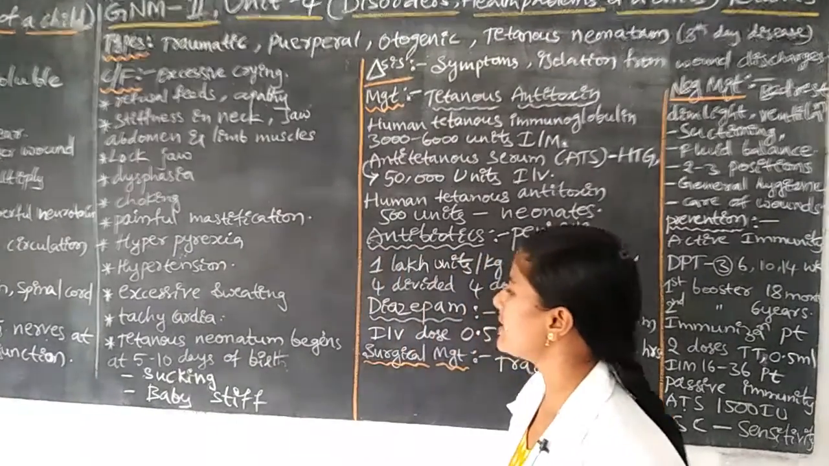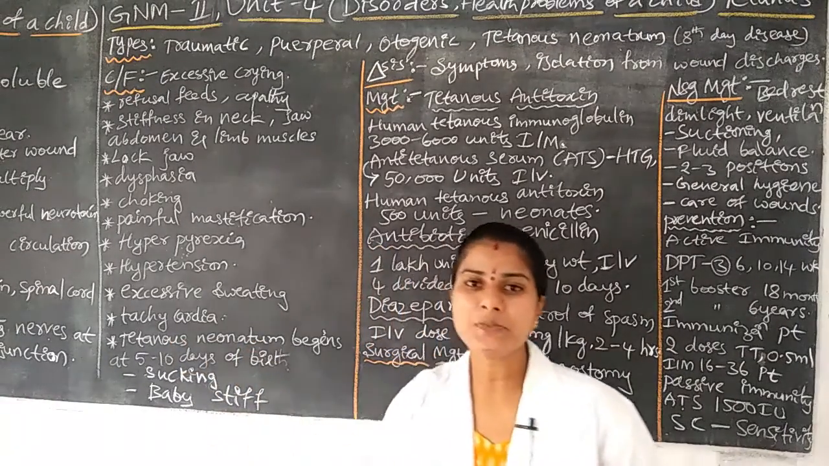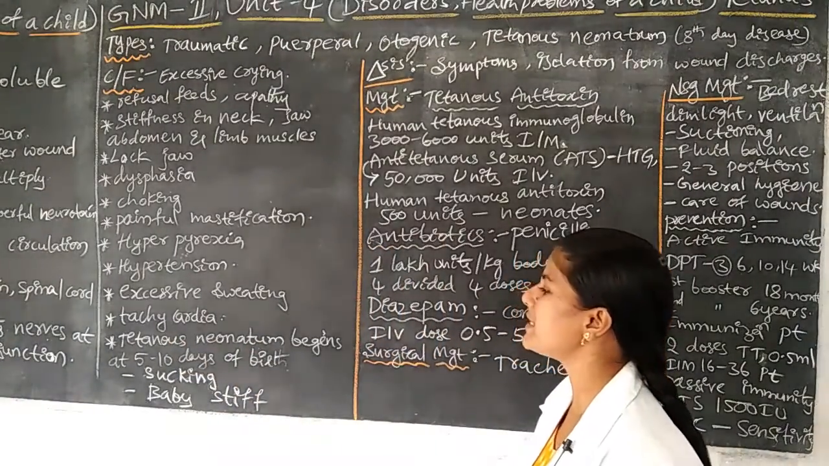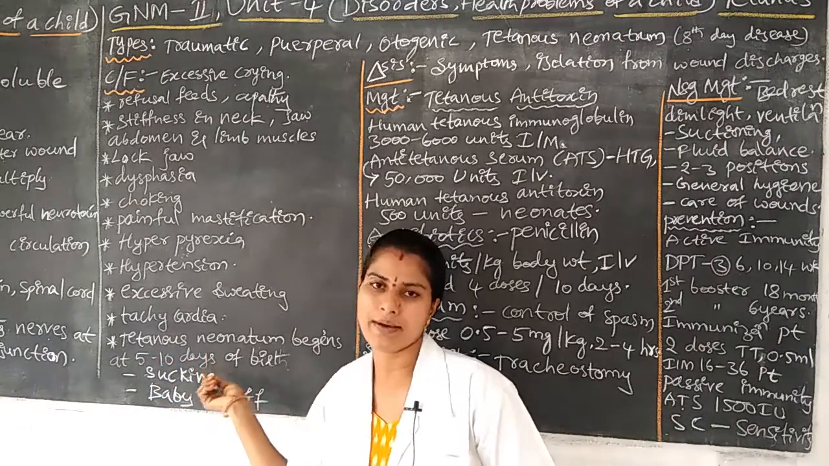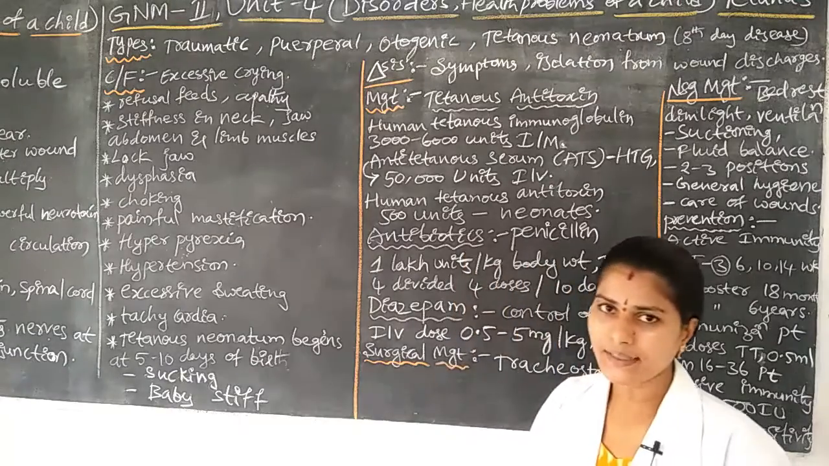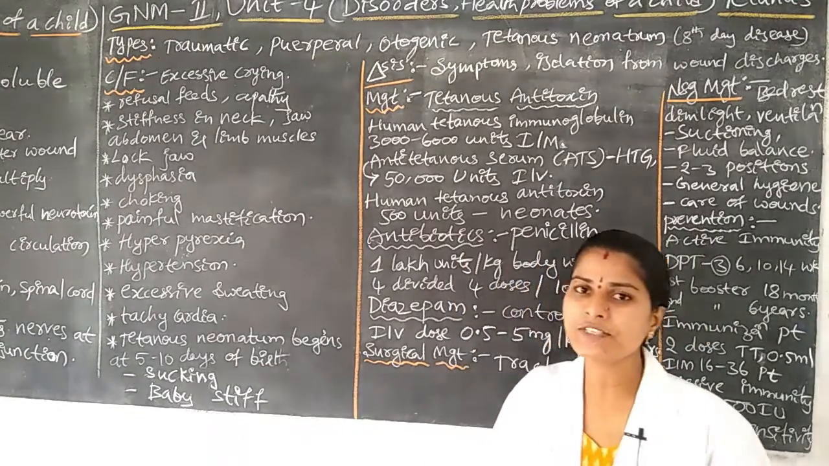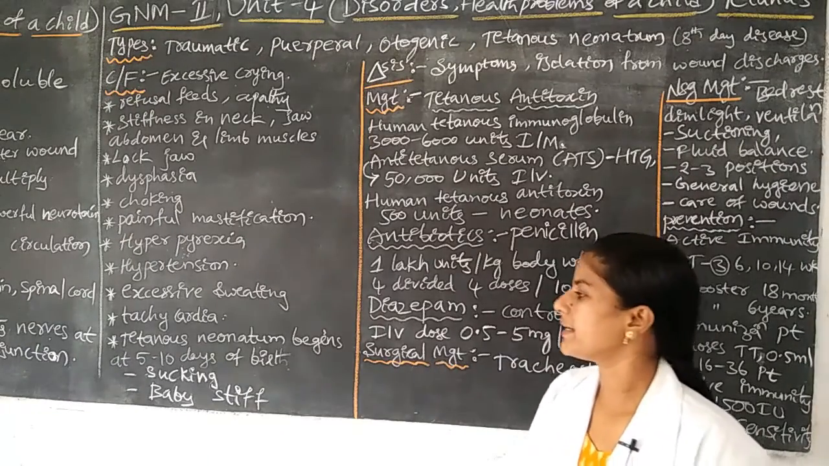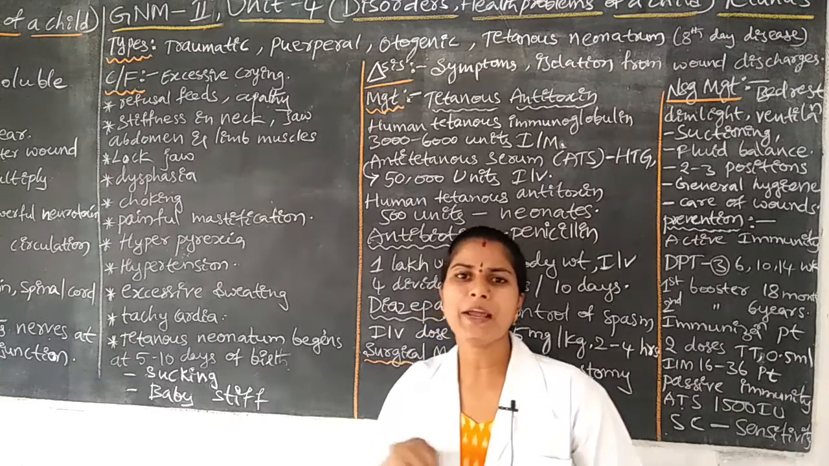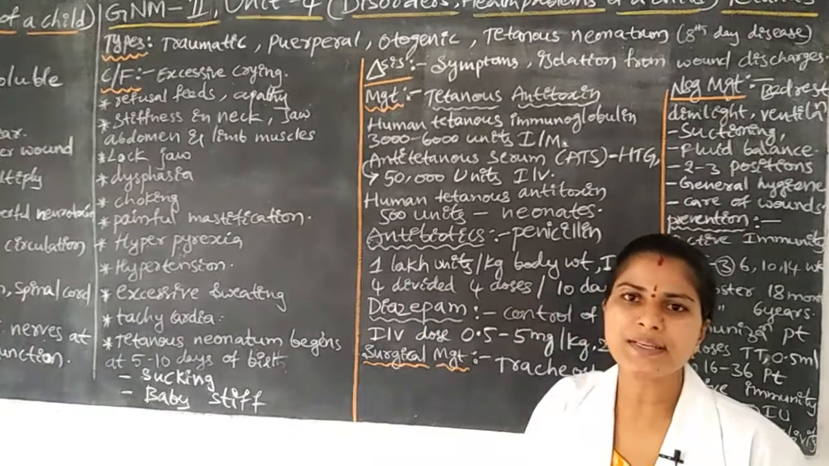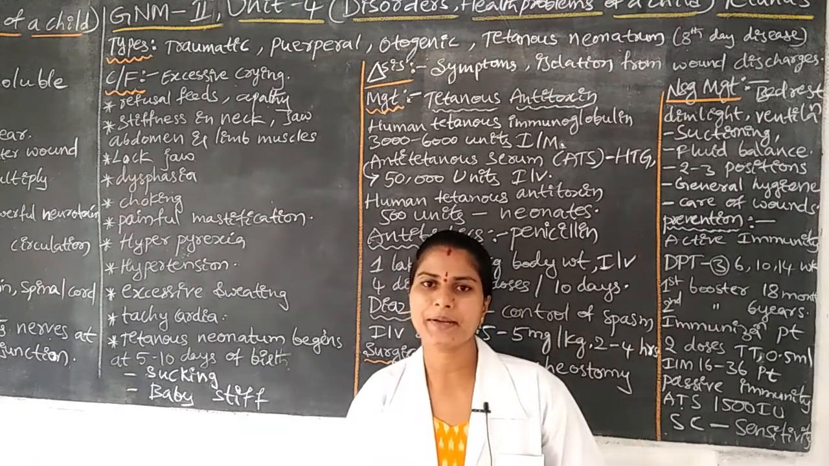Next, another condition, tetanus neonatum. Tetanus begins from 5 to 10 days of birth. After birth, from the 5th day to 10 days of life, the children will be affected by this tetanus neonatum. That's why, because children are affected in the neonatal stage, we call it tetanus neonatum.